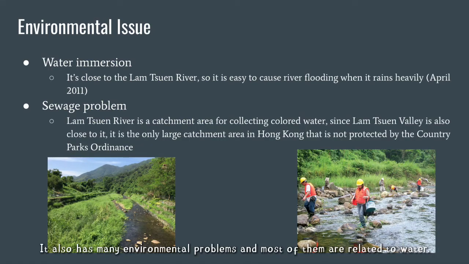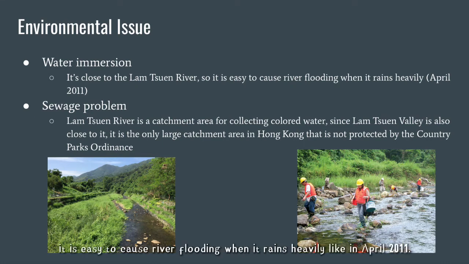It also has many environmental problems, and most of them are related to water, because it is close to Lam Tsuen River. It is easy to cause river flooding when it rains heavily, like in April 2011. The sewage problem is also a major issue.